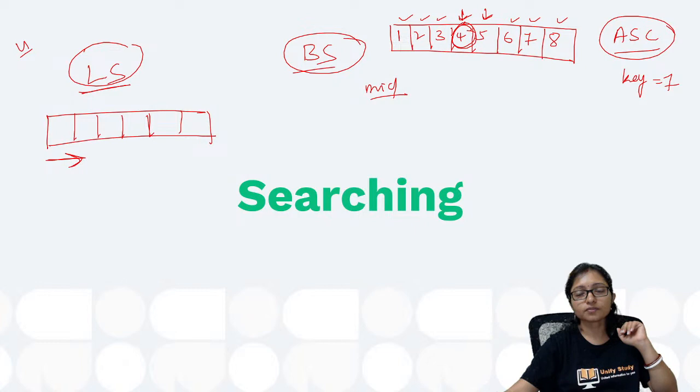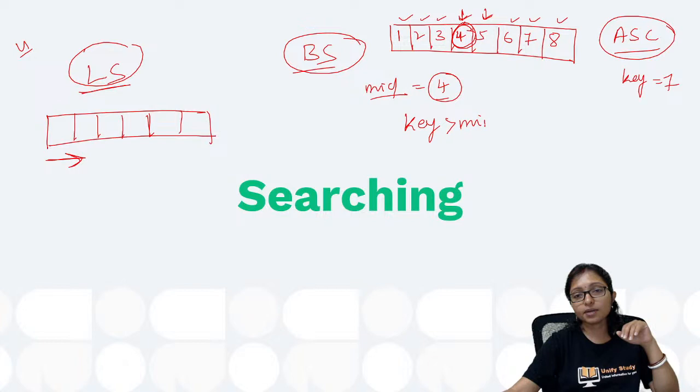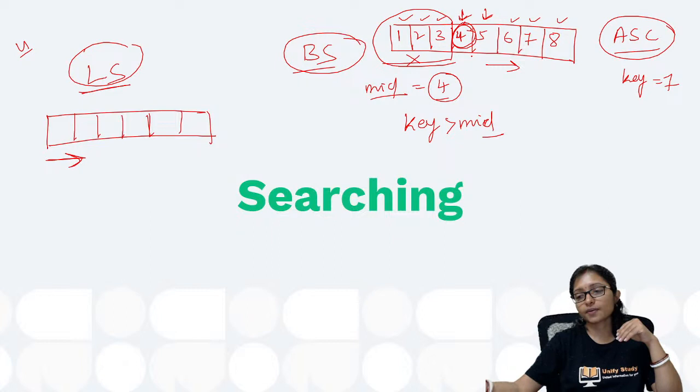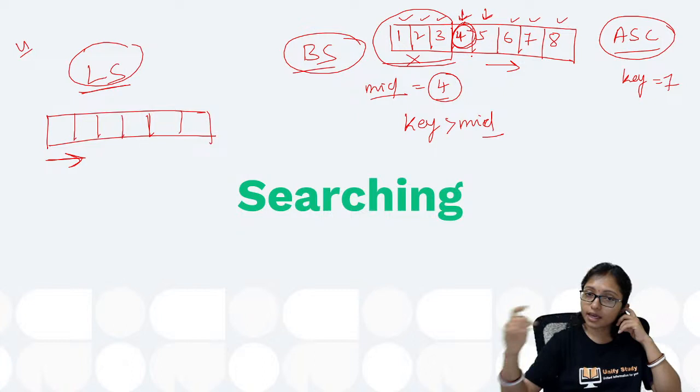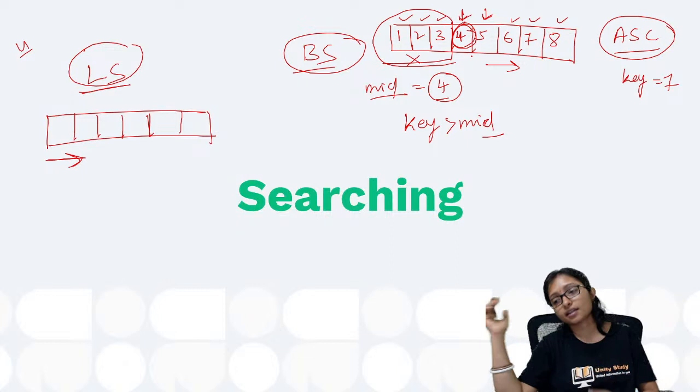What is our mid element? 4 is our mid element. Now we are comparing with the key. The key is greater than mid. If the key is greater than mid, then we will search in this part and we will discard the other part. In the other part we will not do any more work, because my key element is greater. That's why I will go for this one.